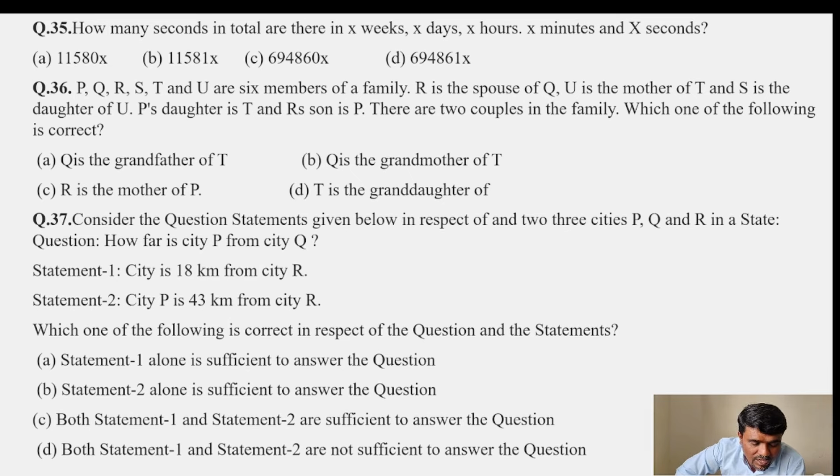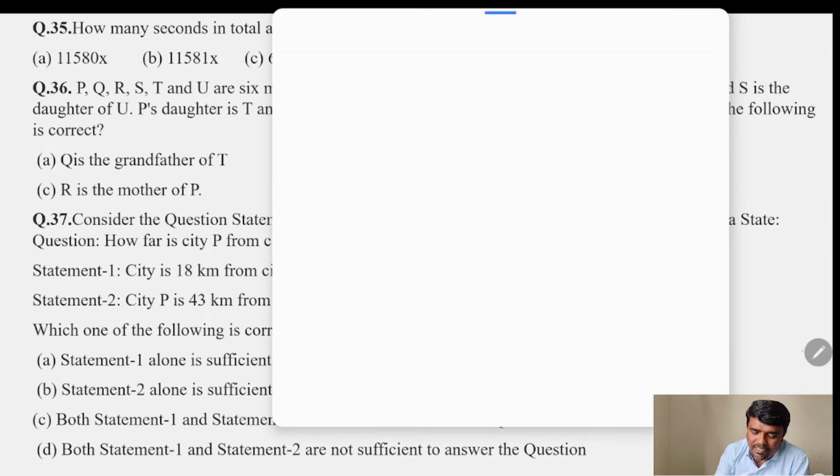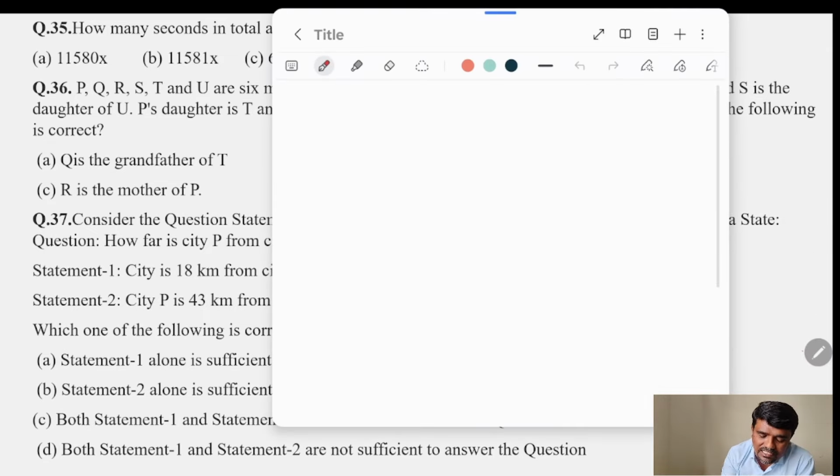Question number 35. How many seconds in total are there in X weeks, X days, X hours, X minutes, X seconds? It's simply how many seconds are there in 1 week, 1 day, 1 hour, 1 minute, 1 second, adding all of them into X. Of course, X we don't know. So anyway, X is there in the options. That's the reason.